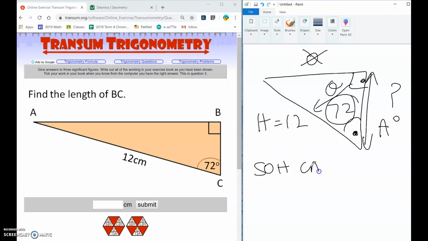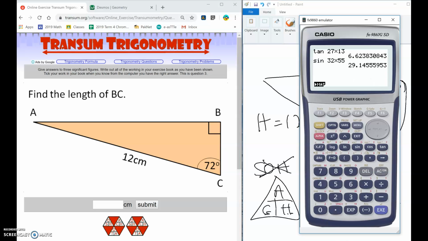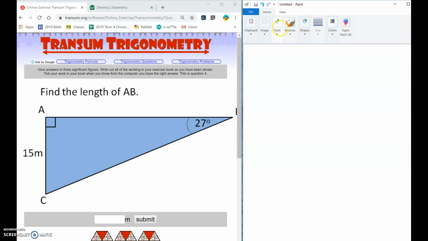So if we go SOH CAH TOA, that's got an O in it, that's got an O in it. So we know we're dealing with CAH. Now, what we're trying to find is the A, so we go A equals, these two are side by side, so it's multiplication, so it's cos 72 times hypotenuse of 12. So we get out our calculator, and we go cos 72 times 12, 3.71 to three significant figures. Okay, so image, select, draw, delete, and we are good to go for the next one.